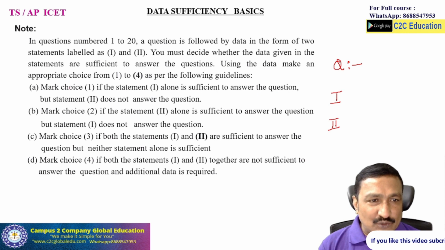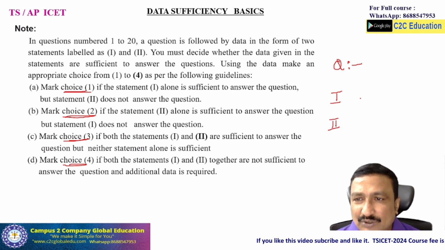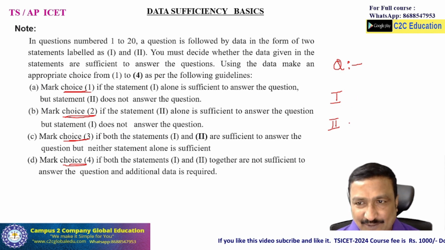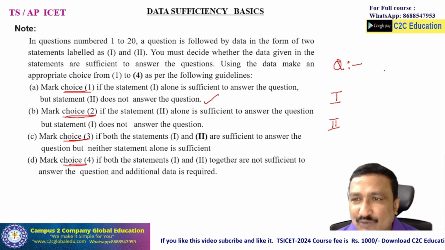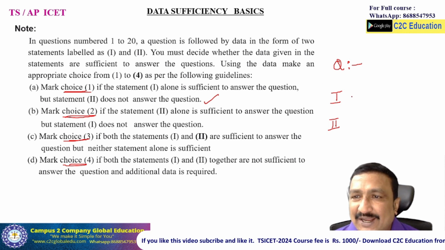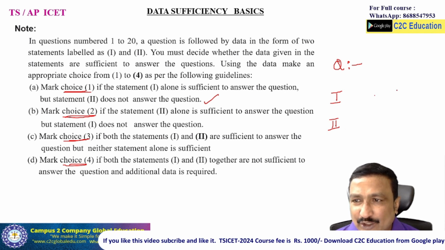So here, what is choice 1? In ICET there are four choices: choice 1, choice 2, choice 3 and choice 4. What do they mean? Suppose we are getting the answer from the first statement alone but not the second statement, then you have to mark the answer as choice 1. Did all the friends understand?